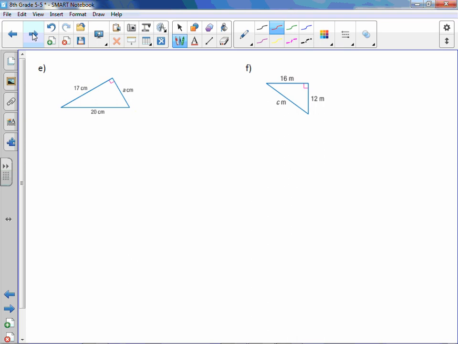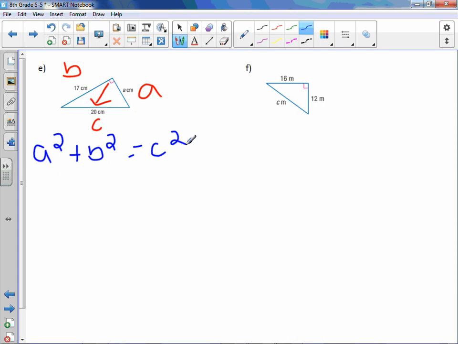Letter E. Across from the right angle is our hypotenuse, or C. And then we have A and B. A squared plus B squared equals C squared. I don't know what A is. B is 17, and C is 20.